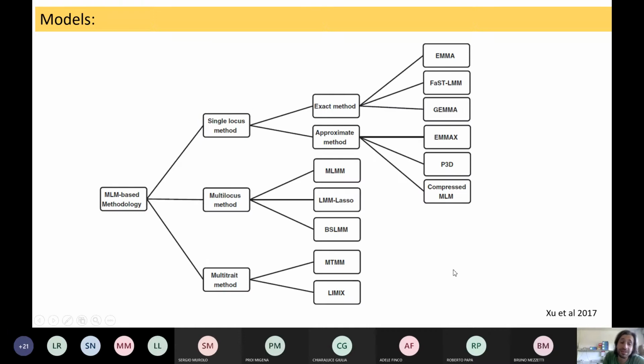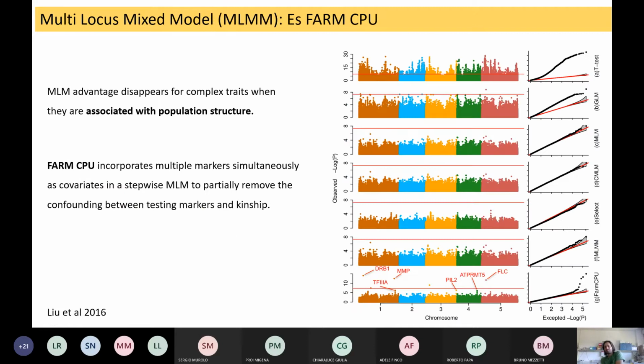So there are different models. There is the mixed linear model that we have seen before, and these are based on single locus methods. So basically, one marker for every analysis. But there are also other types of method that we will try to explain, and that is the multi-locus and the multi-trait method.